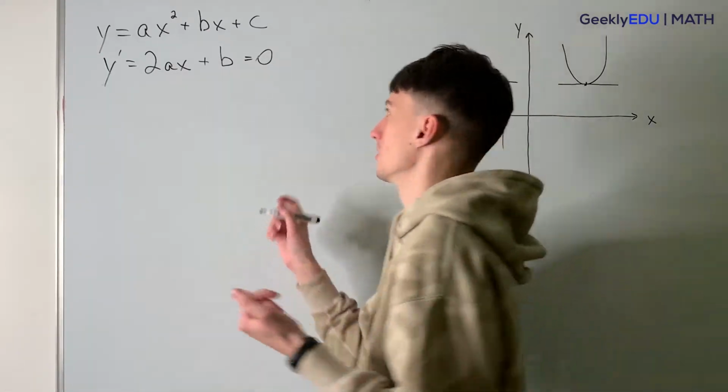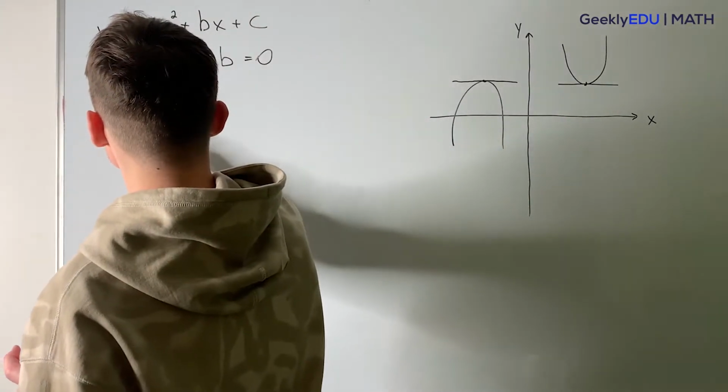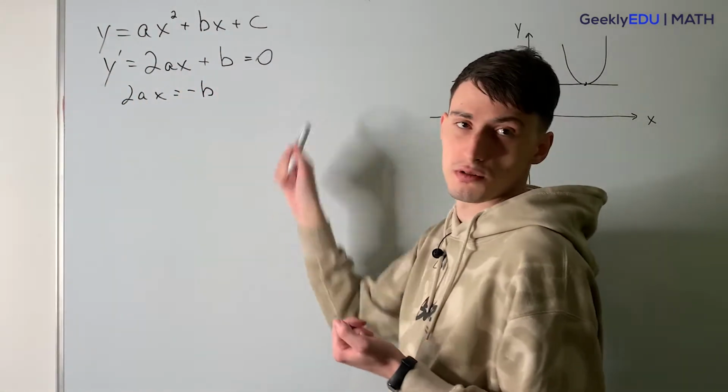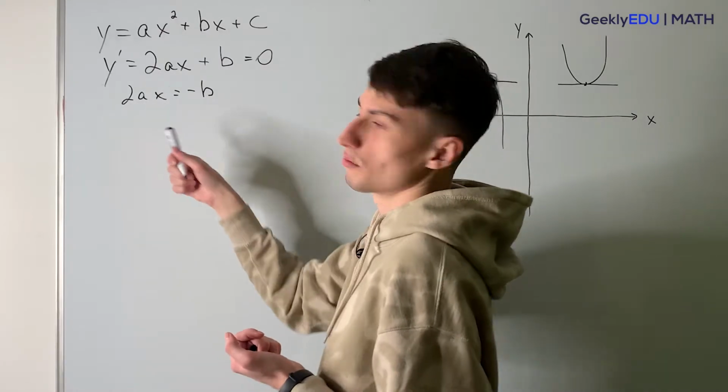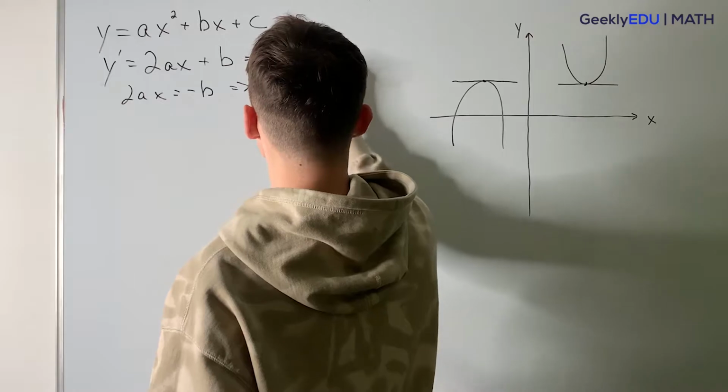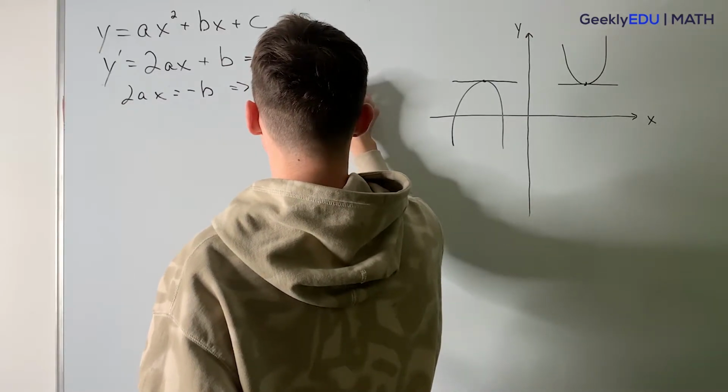Let's find out the x-coordinates. Pretty simple. So 2ax is equal to minus b, right? We subtract b from both sides, and then we divide everything by 2a. So here we have x equals minus b over 2a.